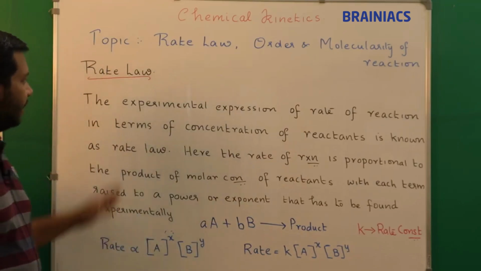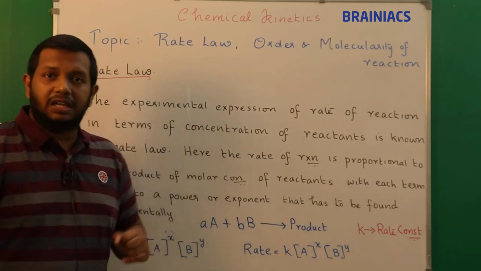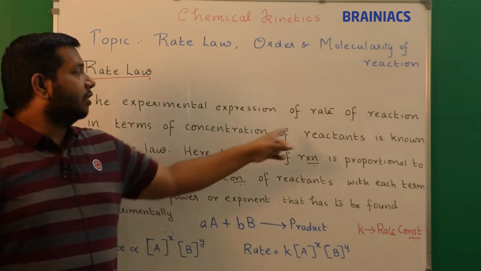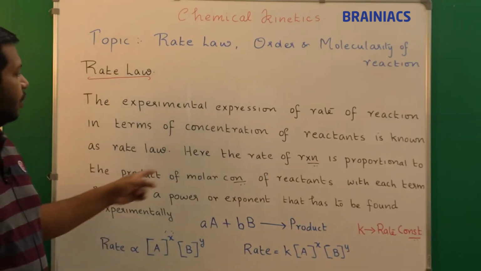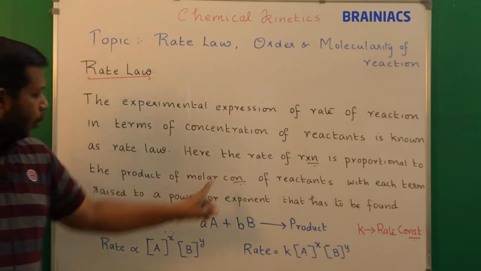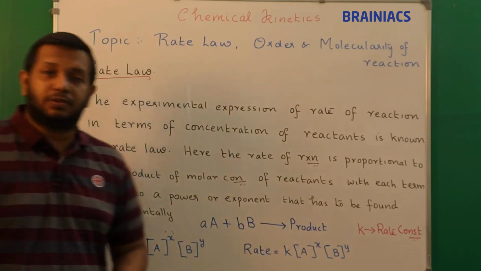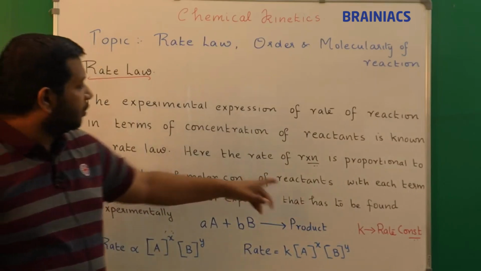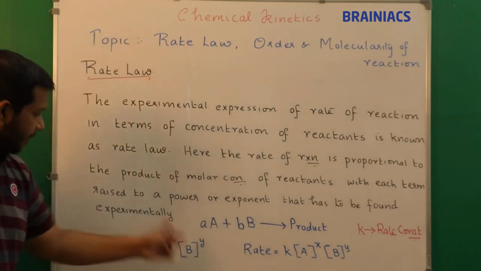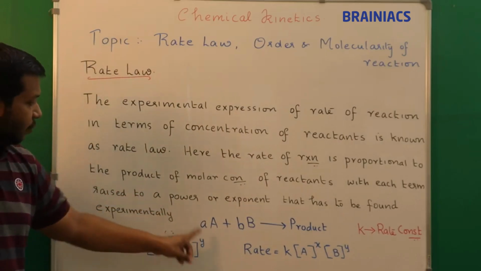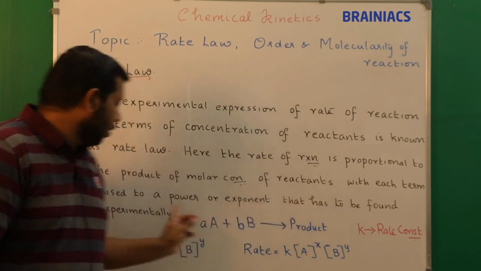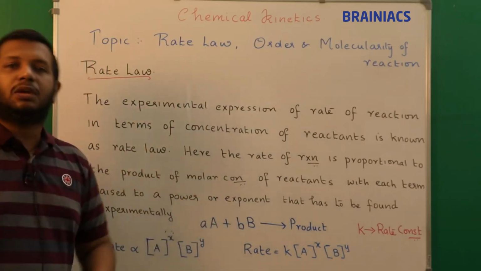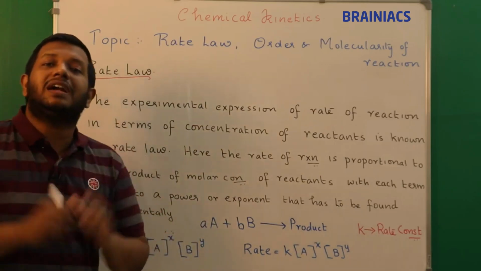Please understand, rate law is an expression that is determined experimentally. The experimental expression of the rate of a reaction expressed in terms of concentration of the reactants is known as the rate law. Here the rate of the reaction is proportional to the product of the molar concentration of the reactants. Molar concentration means number of moles per liter, or molarity. Each term, A and B, is raised to a power or exponent, here X and Y, that has to be found experimentally. That is very important. X and Y may be equal to the stoichiometric coefficients of A and B or may not be. That's why I am saying X and Y are determined experimentally.